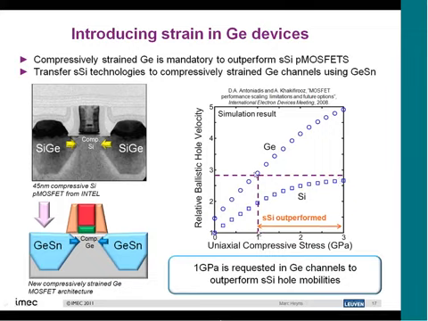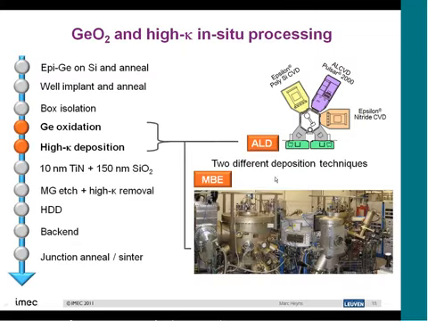So that means we need something like 1 gigapascal of strain in the germanium to be better than strained silicon. And that is something that we can do by using the same trick as people use in the PMOS devices in silicon, where they use the silicon germanium source drain. We can actually replace the silicon germanium by germanium tin in this case. You just look further in the table of group 4 elements. And that way we can make compressively strained germanium devices that outperform strained silicon. So that's all good news.